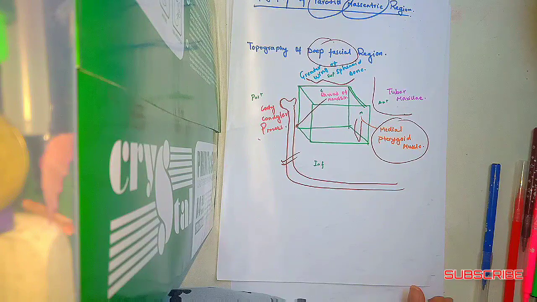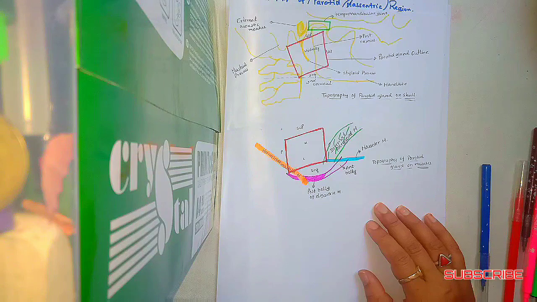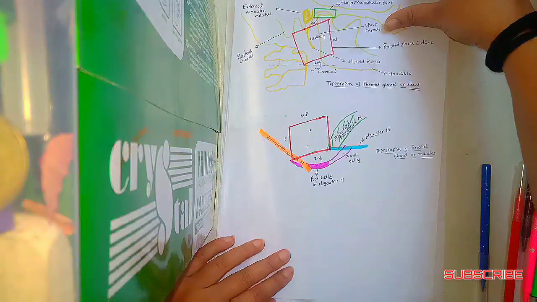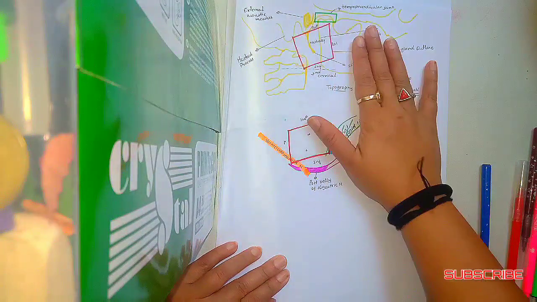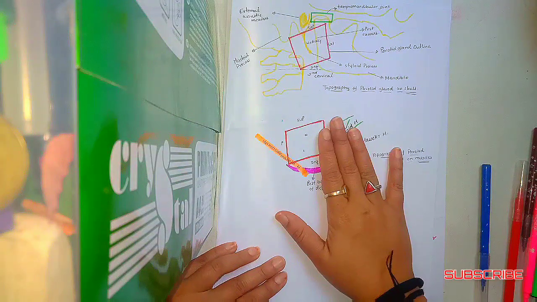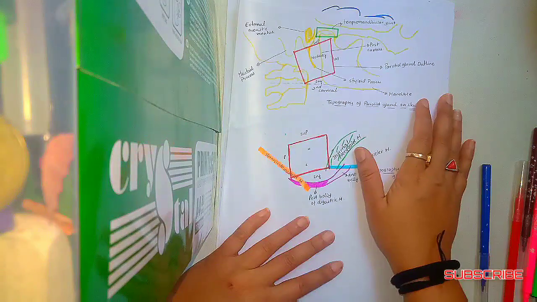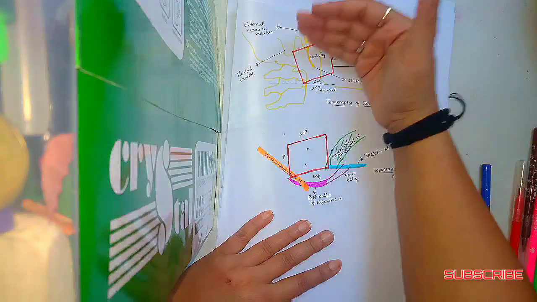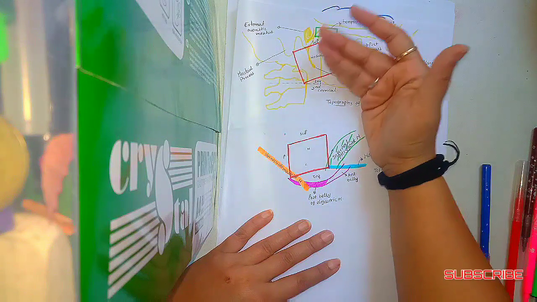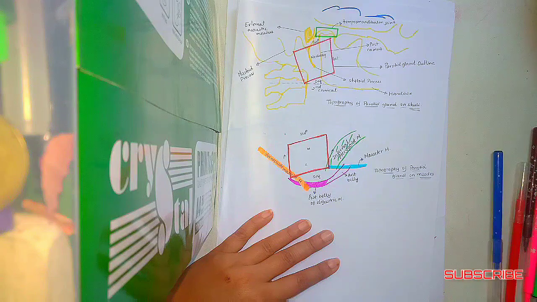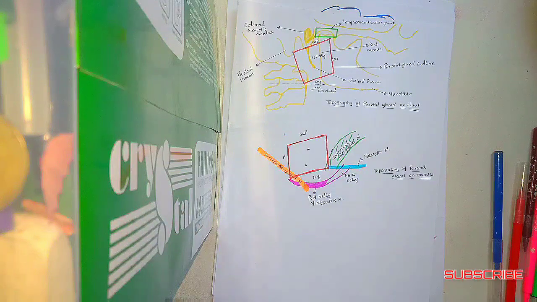Now we will see the topography of the parotid gland. Okay, so here in this diagram you can see the topography of the parotid gland on the basis of the skull, and this is on the basis of the muscles. First we will see the skull. You can see it has superior, inferior, lateral and medial, right? So on the anterior side it has anterior also.